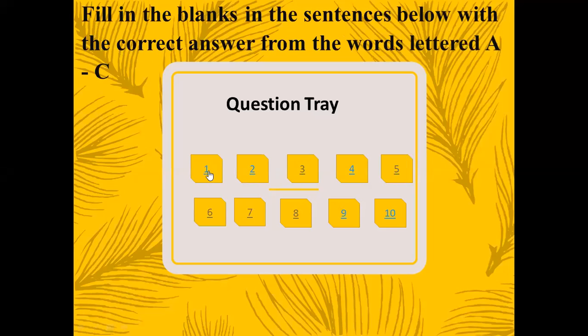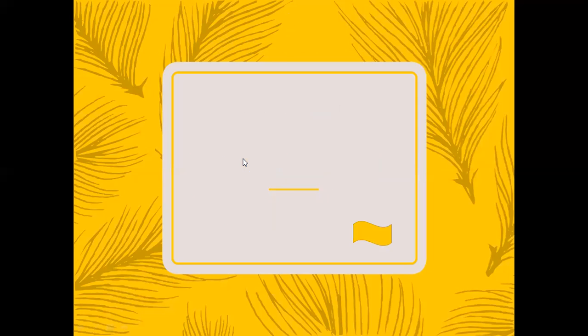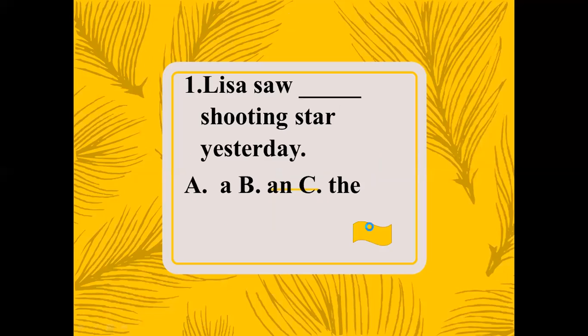Number 1, girls' school. Someone has picked number 1 already. Sorry, number 1 is gone already. So let's go to number 9. Yes, number 9. Someone picks number 9.